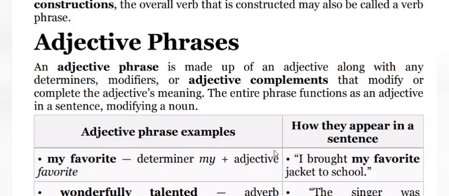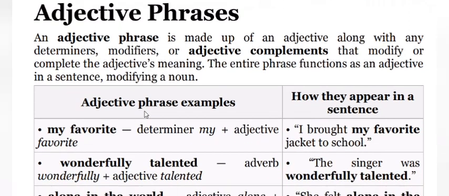Now, adjective phrases. An adjective phrase is made up of an adjective along with any determiners, modifiers, or adjective complements that modify or complete the adjective's meaning. The entire phrase functions as an adjective in a sentence, modifying a noun.